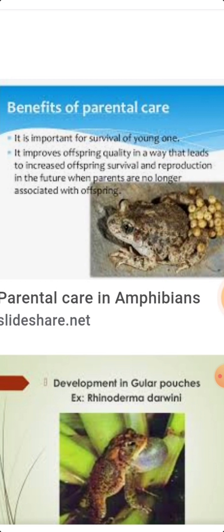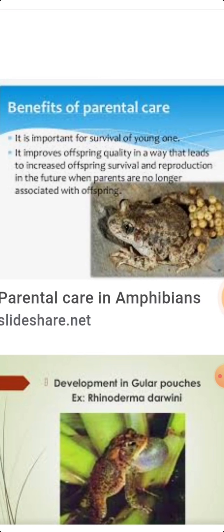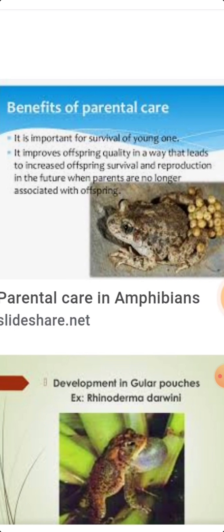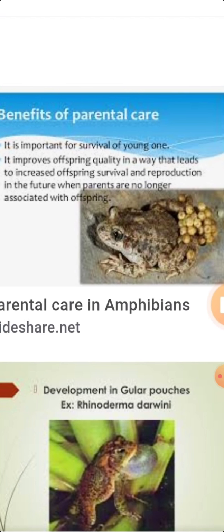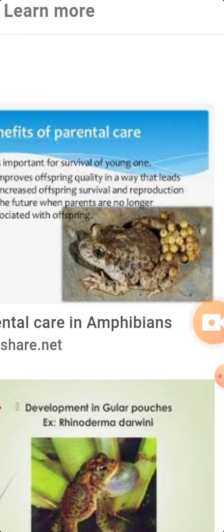Desmognathus is a urodele. In that urodele amphibian, the male carries the eggs around the neck in the form of a string. Small South American frogs, Phyllobates and Dendrobates, carry their tadpoles on their backs. Dear students, I am showing a slide here. You have to observe this direct caring.